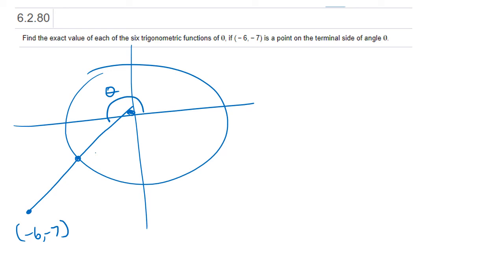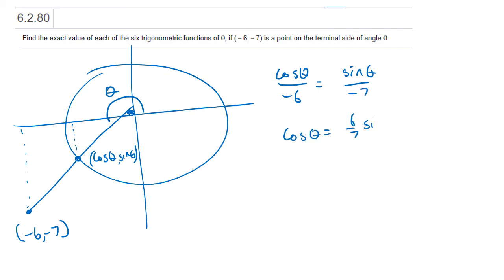The coordinates of this point are exactly cosine theta, sine theta. But because we have some similar triangles that we can construct, we know, for example, that cosine of theta to -6 is equal in ratio to sine of theta to -7. In other words, the cosine of theta is 6/7 times the sine of theta, just by multiplying both sides by -6. Now I turn my attention to cos squared theta plus sine squared theta equals 1 on the unit circle. This is true. Cosine of theta I replace with 6/7 sine theta, so I get 36 sine squared theta over 49 plus sine squared theta equals 1.